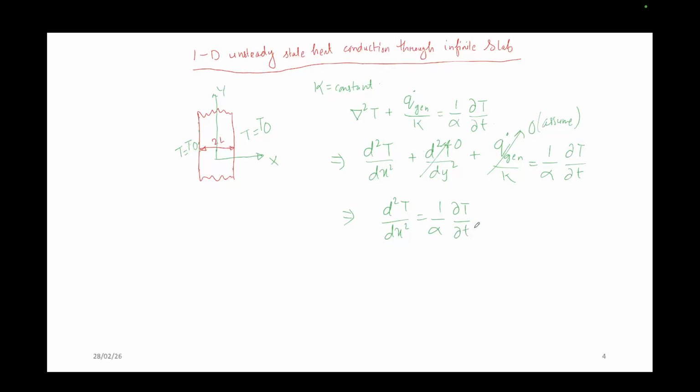So why is it an unsteady problem? Because there is the term change in temperature with change in time, that is del T by del t, right? So that's how this equation is coming, where alpha is your thermal diffusivity, right?